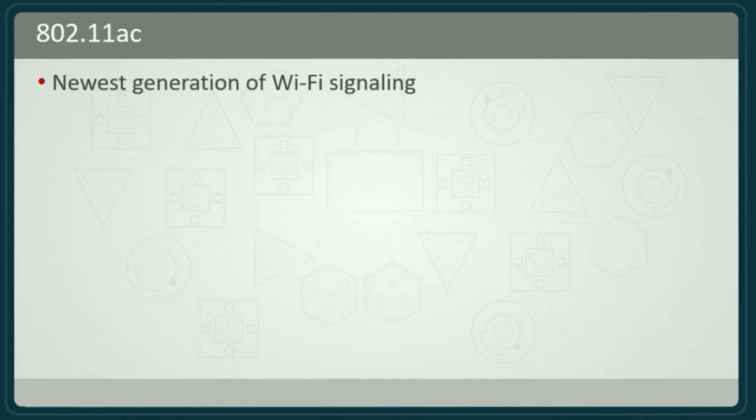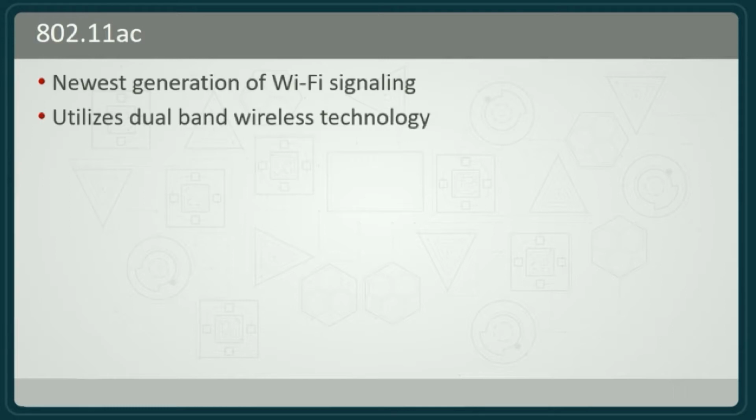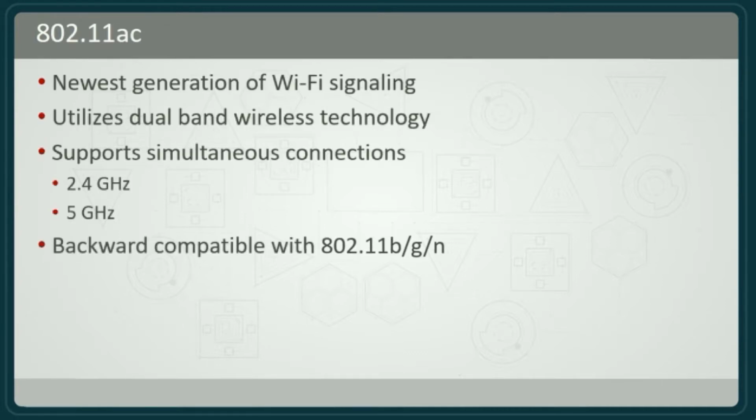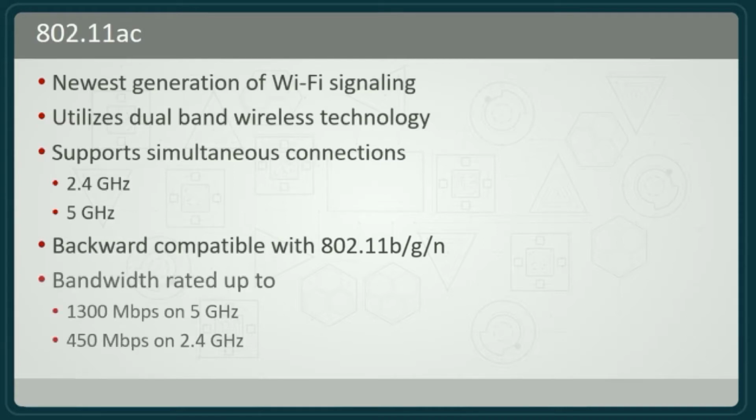Then we have 802.11ac, which is the newest generation of Wi-Fi signaling. This utilizes dual-band wireless technology, which means it supports simultaneous connections over both 2.4 and 5 gigahertz. It is backward compatible with 802.11b, g, and n, and supports bandwidths that have been rated up to 1300 megabits per second on 5 gigahertz and 450 megabits per second on 2.4. So significantly higher, in fact, in both cases, using either frequency.